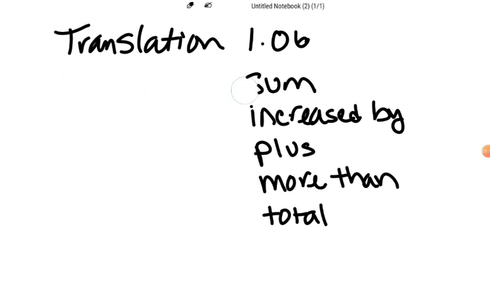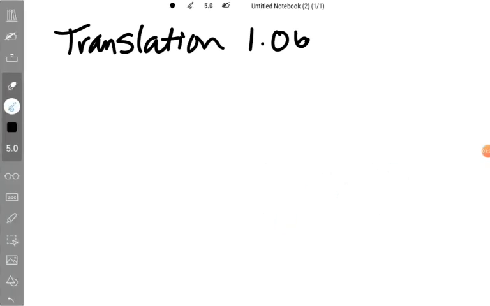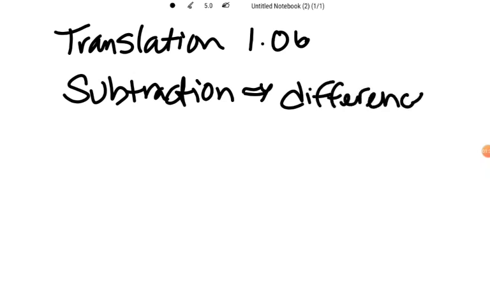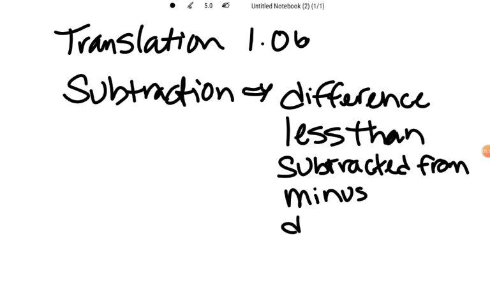So the next one we'll do is subtraction. So subtraction, you will look for the words difference, less than, subtracted from, minus, and decreased by. So when you see these words written, that means they want you to subtract.